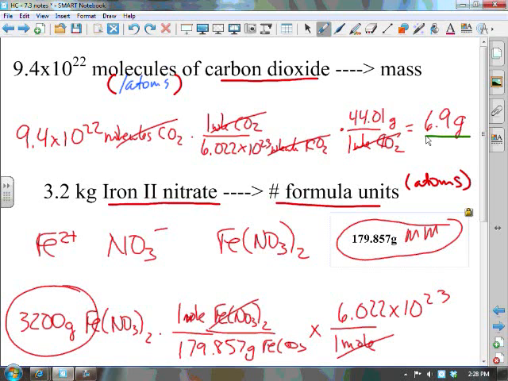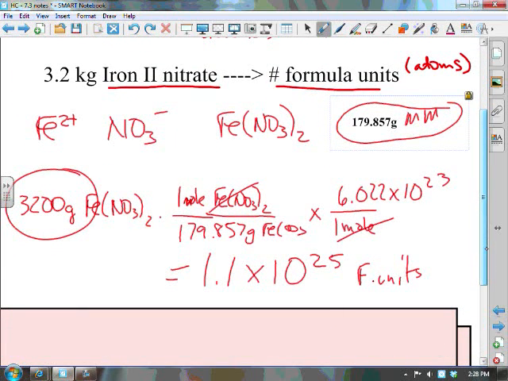It's definitely not copper. The 3.2 kilograms of iron 2 nitrate, solving for the number of formula units, which is similar to solving for the number of atoms. First thing, iron 2 nitrate, iron Roman numeral 2, Fe2+. Nitrate, you've got to know, is NO3, and it has a -1 charge. So, Fe2+, NO3-, makes Fe(NO3)2.